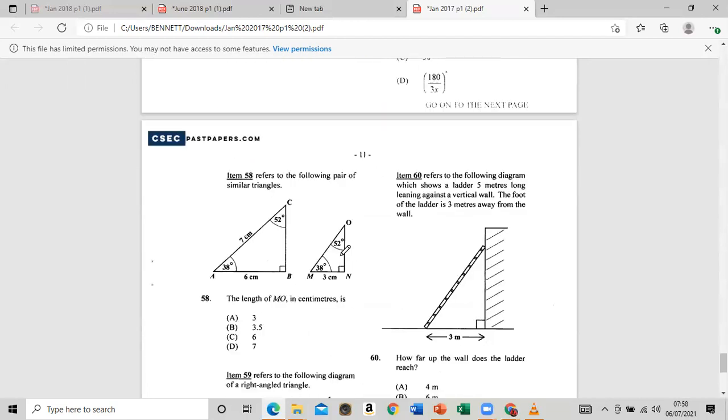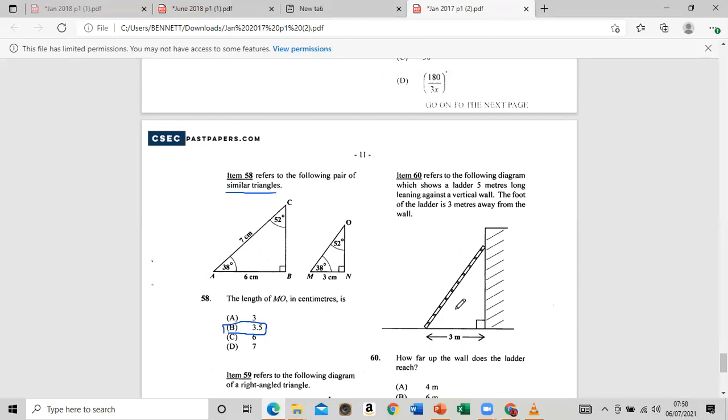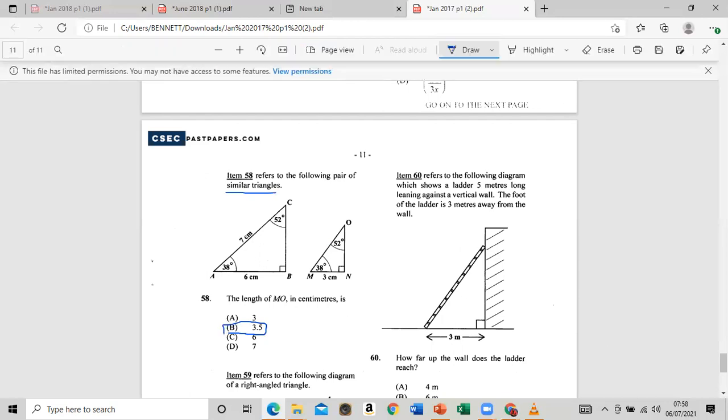All right. The length refer to the pair of similar triangles. So they're similar, right? So angles equal and whatever. Length of MO. Now if this was 6 and this became 3, I divided it by 2. So if this is 7, we divide it by 2 and we get 3.5. They put 14 there and say put that trick something. That means 9, but you know, that's the same.